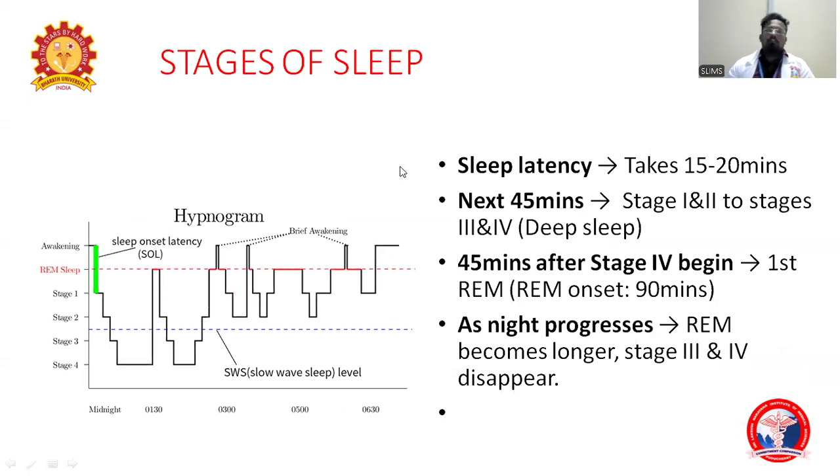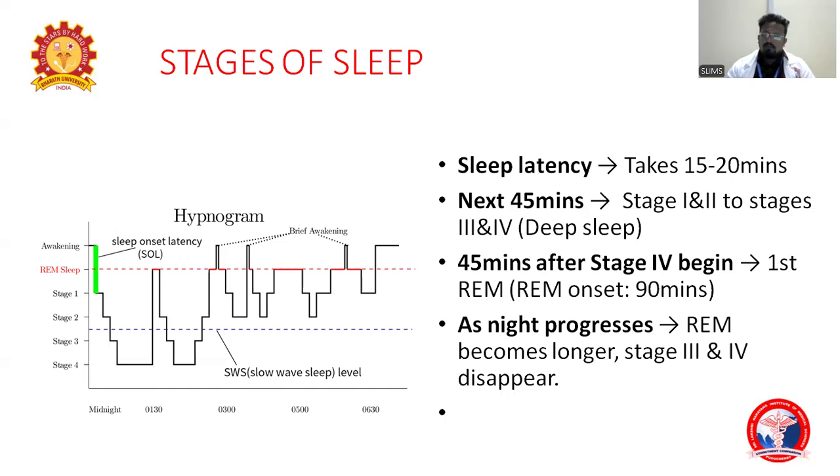Now, the stages of sleep. One is sleep latency, which takes 15 to 20 minutes. What is sleep latency? Sleep latency is the period between going to bed and falling asleep. Initial sleep latency is 15 to 20 minutes. Next, in the following 45 minutes, stage 1 and stage 2 of NREM occur, and stage 3 and 4 are the deepest sleep.